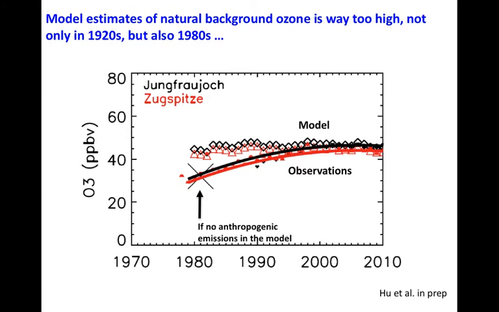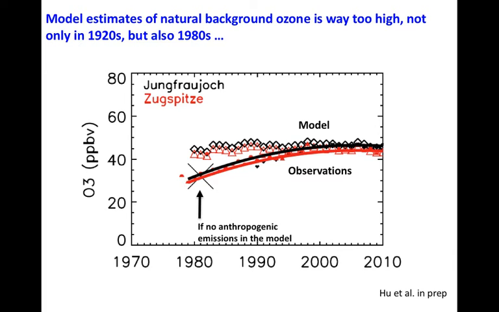As shown in this figure, again, the mountain sites over Central Europe, but this is showing wintertime. This cross shows what happens if the model does not have the anthropogenic emissions. So basically it tells you we need to cut all the anthropogenic emissions in the 1980s to reproduce this observed trend, which tells us another long-term issue in the model is that the model is overestimating the natural background source.